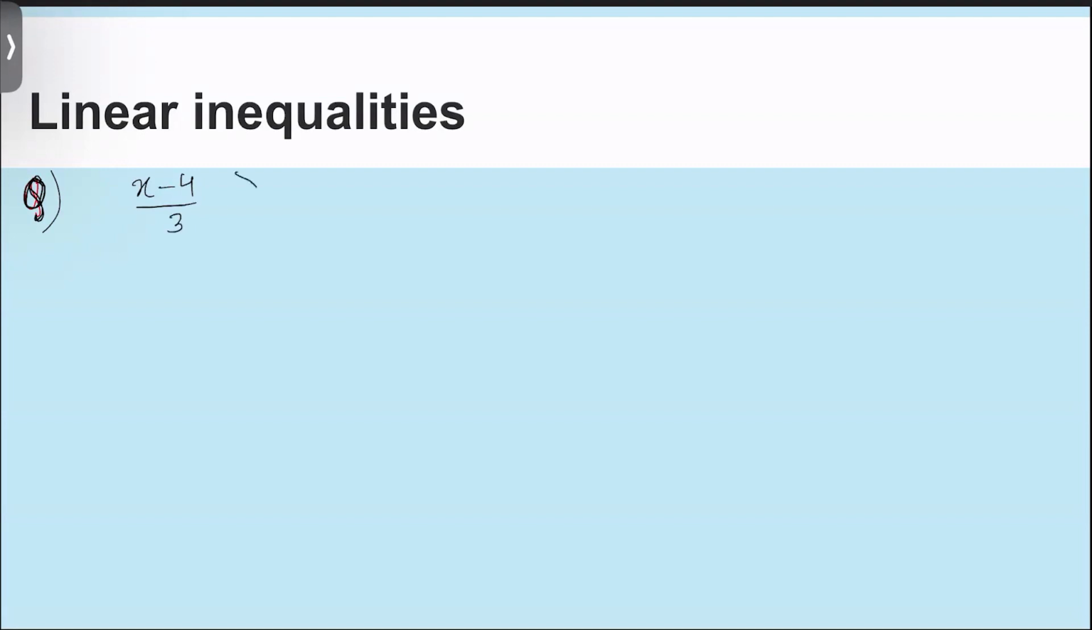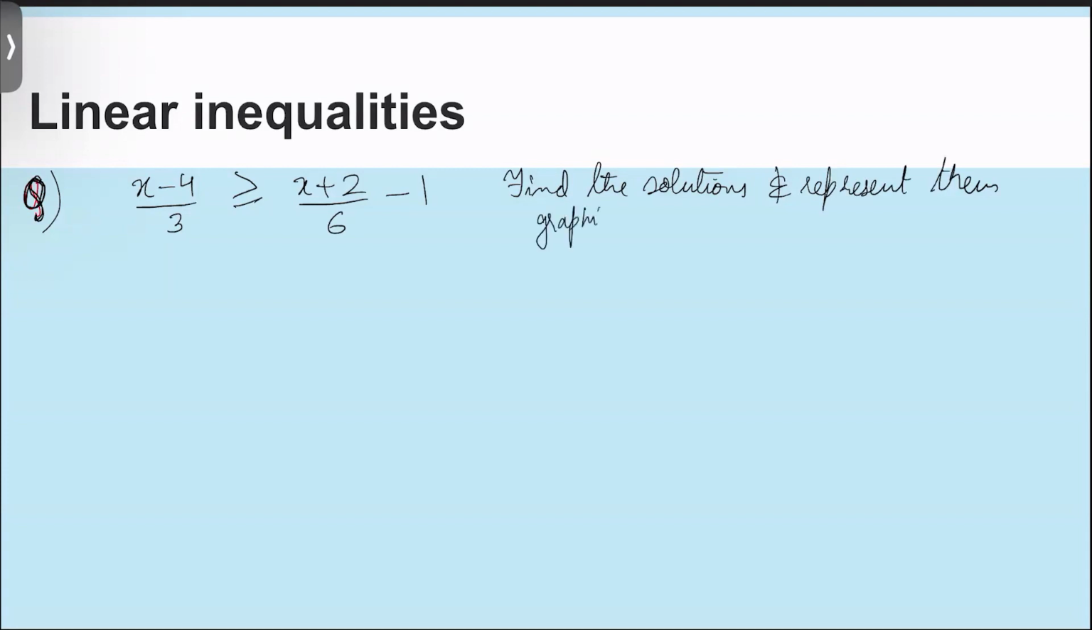So suppose the question is (x minus 4)/3 is greater than or equal to (x plus 2)/6 minus 1. You have to find the solutions and represent them graphically.